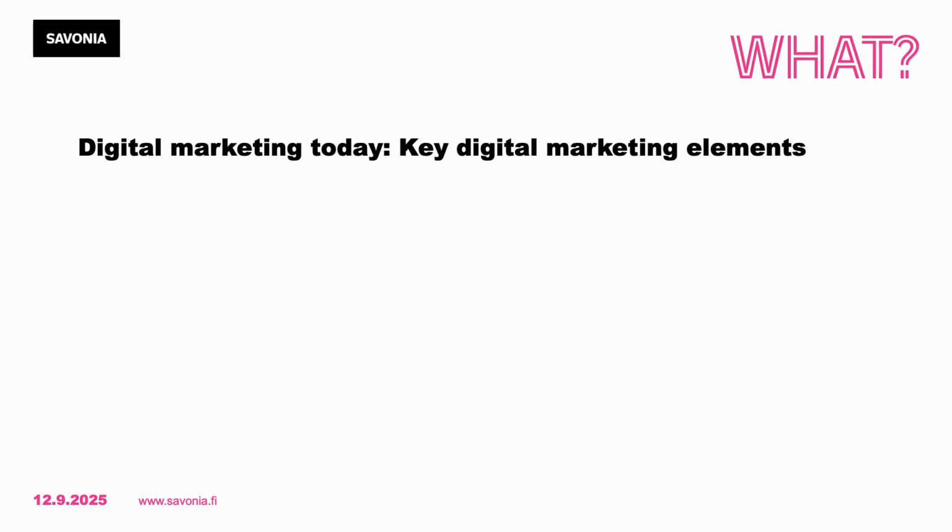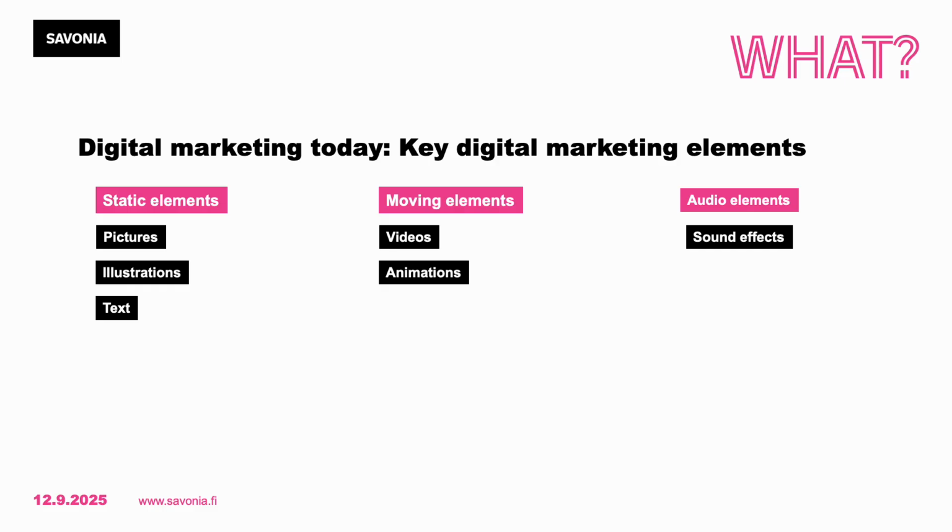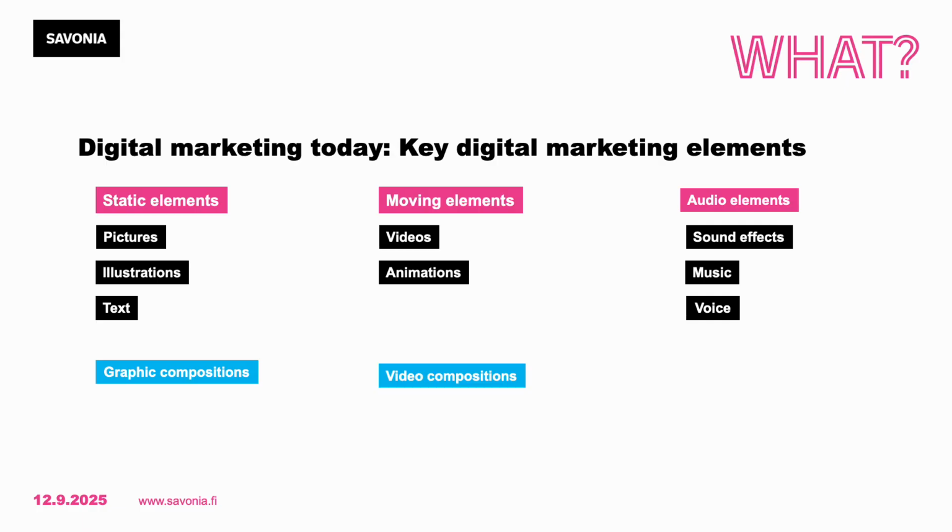And when we talk about digital marketing elements, we will see static elements, moving elements, and audio elements. Within static elements, we will have pictures, illustrations, and text. Within moving elements, we will have videos and animations, and within audio elements, we will, for example, have sound effects, music, and voice. We also have graphic compositions. We can also have video compositions, and we can also have audio compositions.